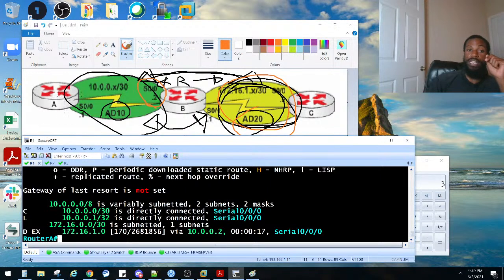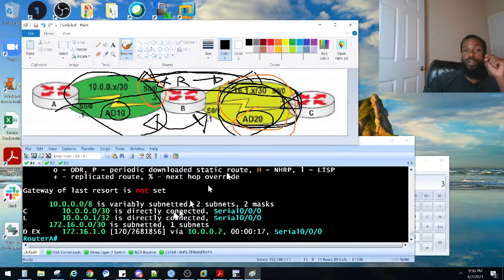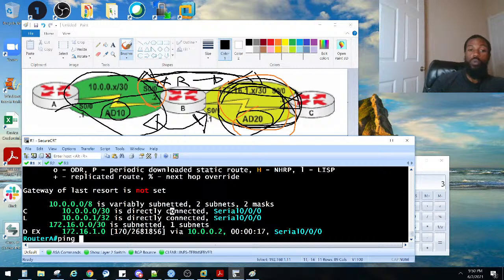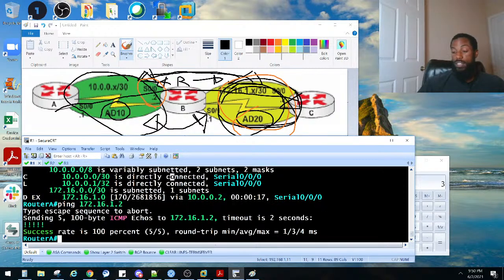So now, theoretically, this guy should be able to ping across that guy right there. So, ping 172.16.1.2, pray to the network gods, and we got a reply.